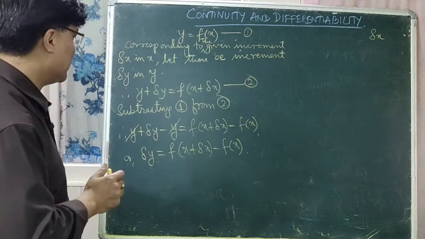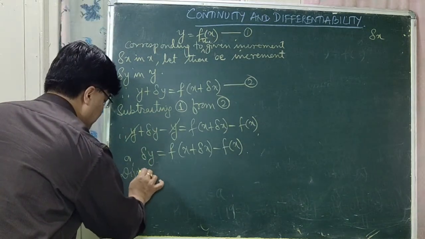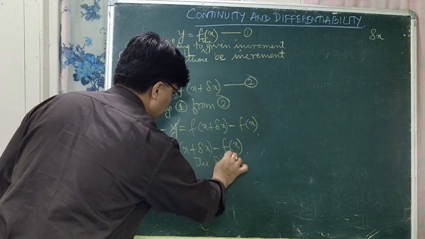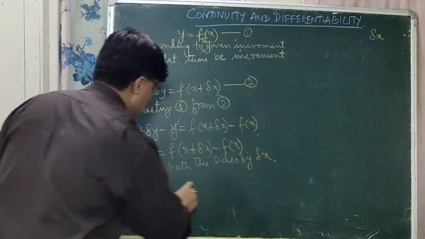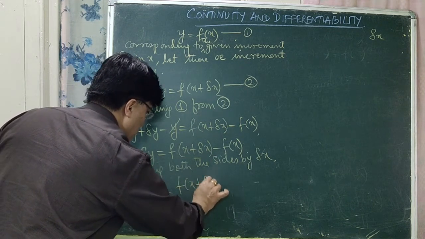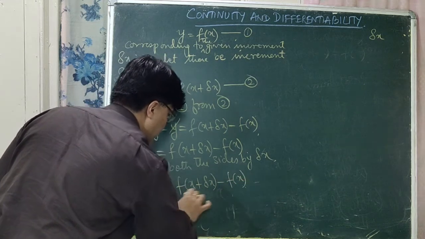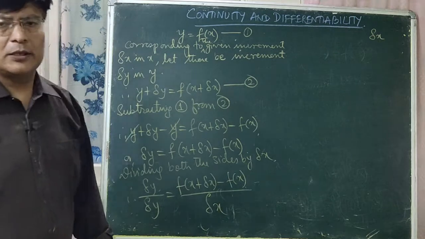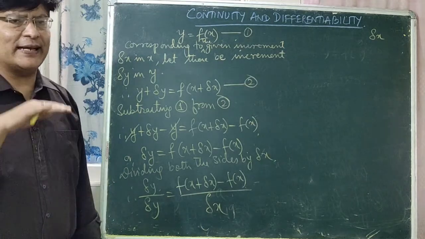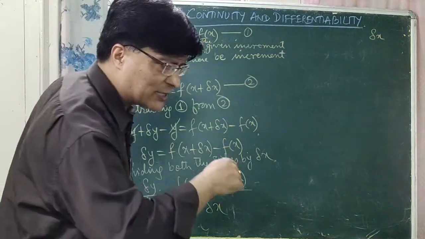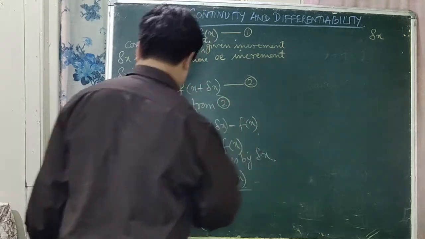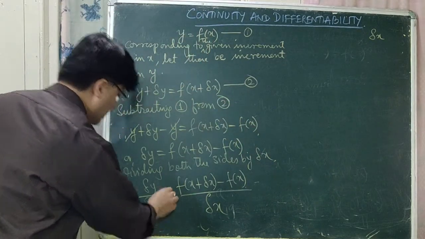So let us divide both the sides by delta x. So it is delta y divided by delta x is equal to f of x plus delta x minus f of x divided by delta x. In this case, since delta x is a very small positive or negative quantity, we can take delta x tends to 0. Delta x tends to 0 means delta x tends to 0 either from the right hand side or from the left hand side.